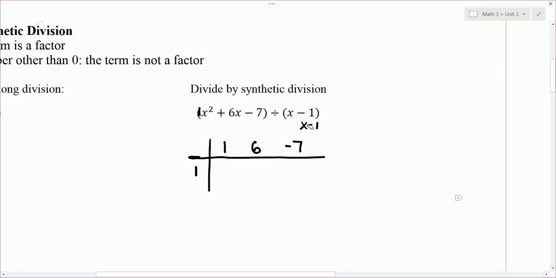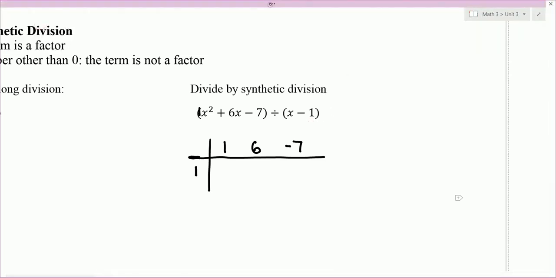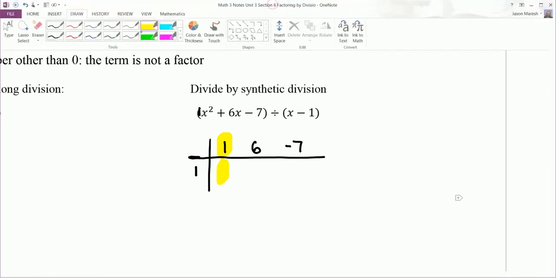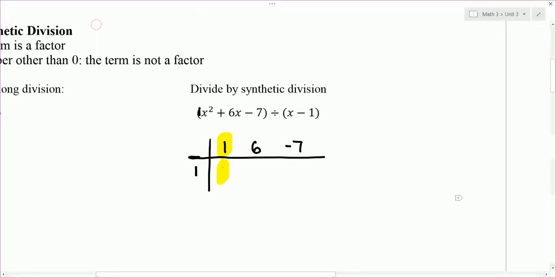So that's the setup. Once you set it up, there is a pattern that we follow, and the pattern is you start with this first number, and whatever that first number is, you drop it down. So you just copy that first number down. So there's a 1 there, so I put a 1 here.